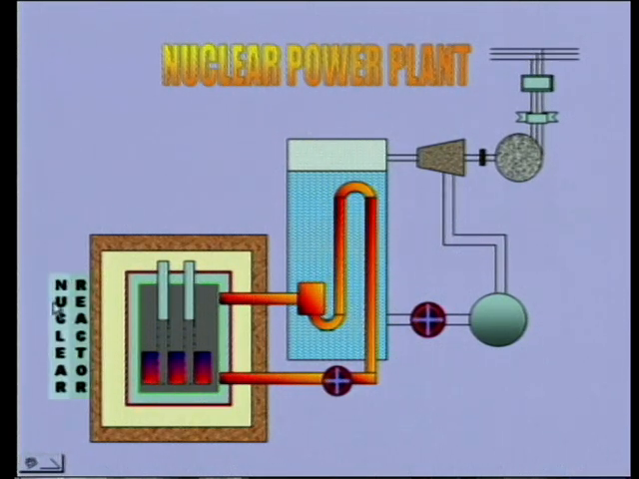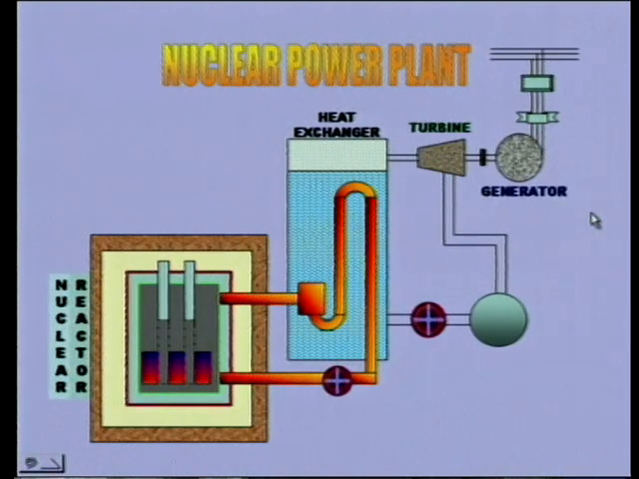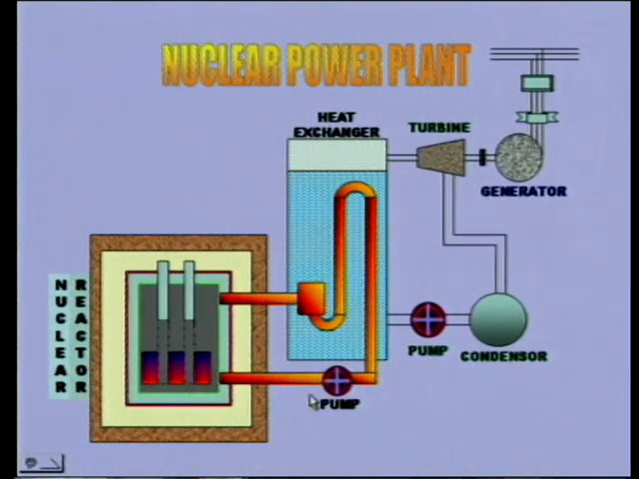nuclear reactor, heat exchanger, turbine, generator, condenser, and we have pumps to circulate the coolant as well as to circulate the feed water. In addition, we have a transformer and a circuit breaker. The transformer steps up the voltage in order to maintain the bus bar voltage, that is the grid voltage.